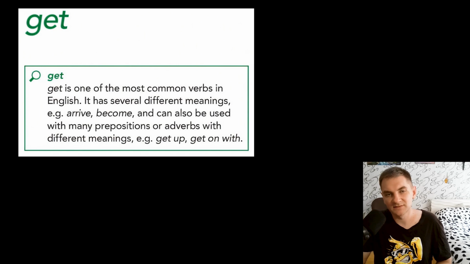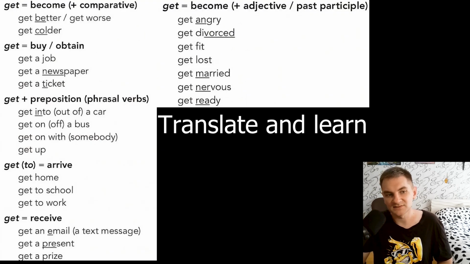Now let's see the main part, or let's look at the main part. Get. Get is one of the most common verbs in English. It has several different meanings. Not several, but a lot of different meanings. For example, arrive, become, and it can also be used with many prepositions or adverbs with different meanings. For example, get up, get on with, and so on. And I think it's very time to learn how to use phrases with get. Look, the task will be very simple. Try to translate these phrases into your native language and then just learn them, okay? Good luck.